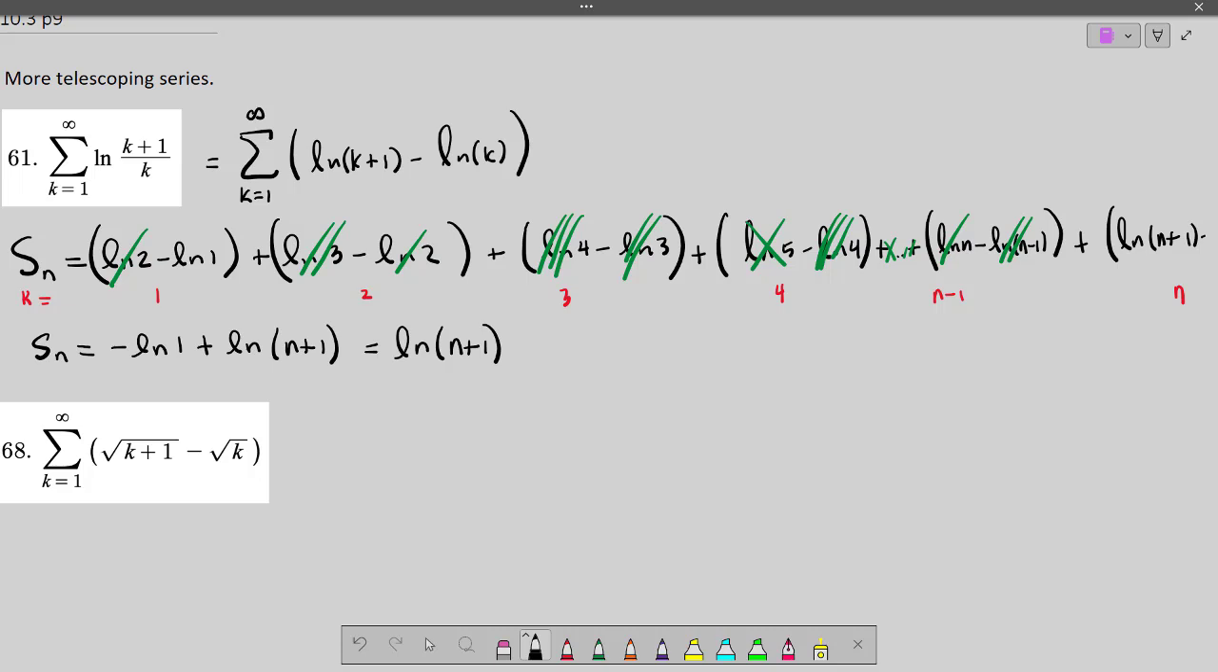To find S, we take the limit of S sub n as n goes to infinity. And what is the limit of that as n goes to infinity? Infinity. So our conclusion is, does this converge or diverge? Yeah, so therefore this series is going to diverge since it doesn't converge. If that limit is not a number, then we say the series diverges.